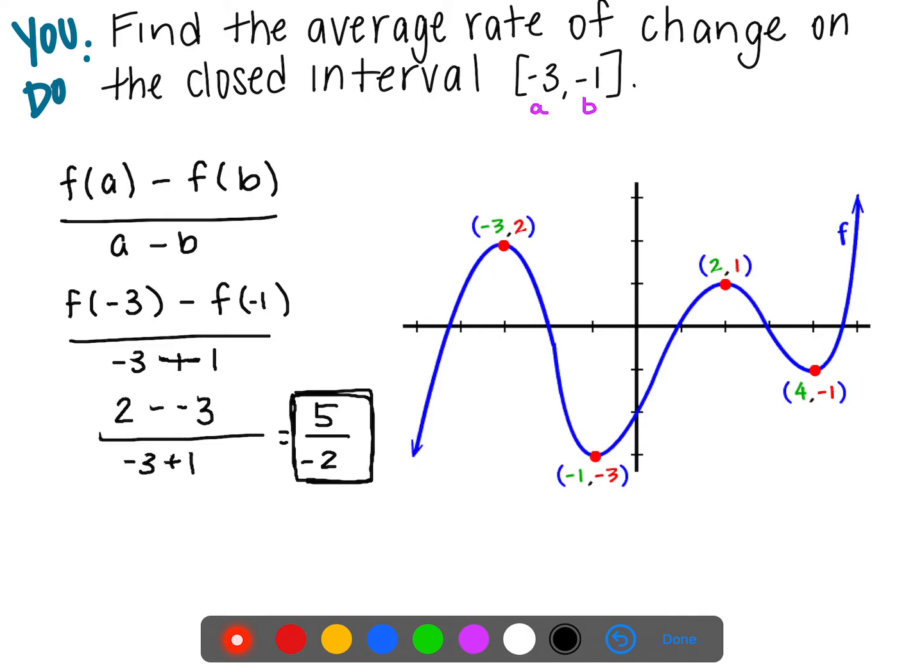And if I check myself, just to see if my answer is in the ballpark, if I'm finding the average rate of change, I'm finding the slope of that line that connects those 2 points, which is definitely going down, and it's definitely going down pretty quickly. So -5/2 looks like it should be right.